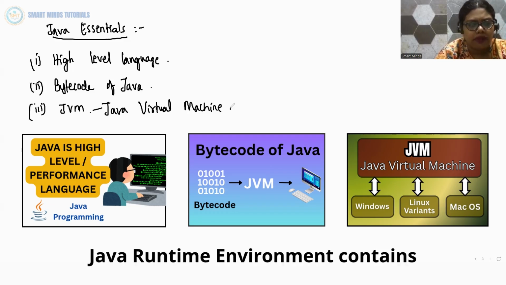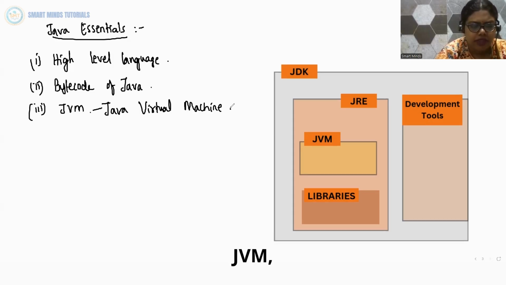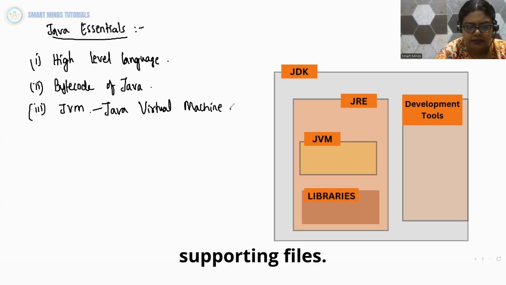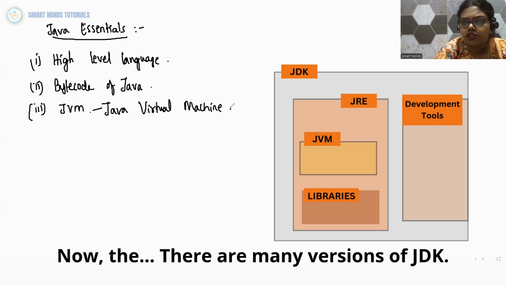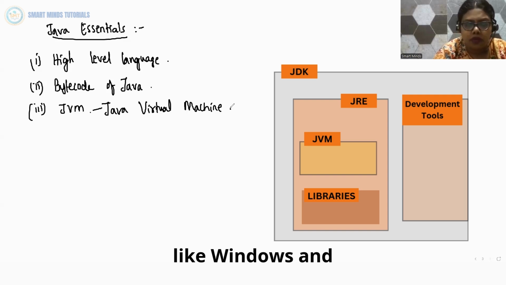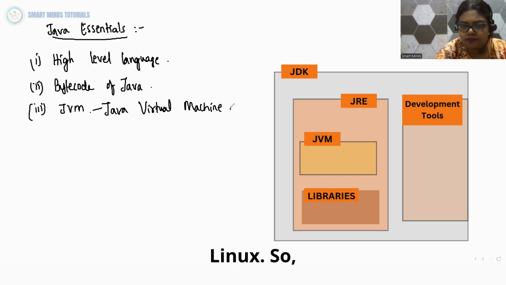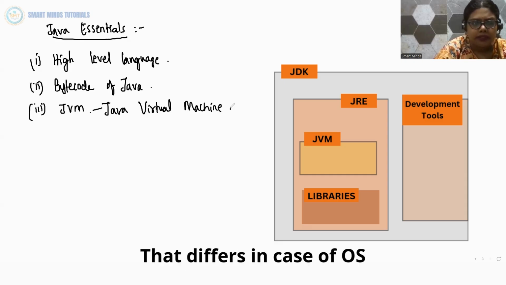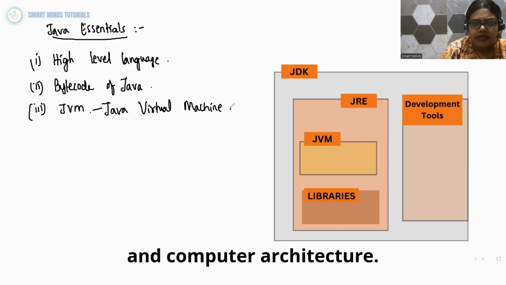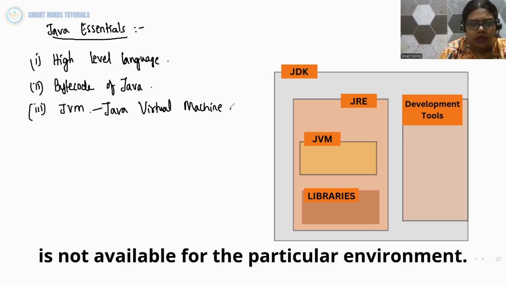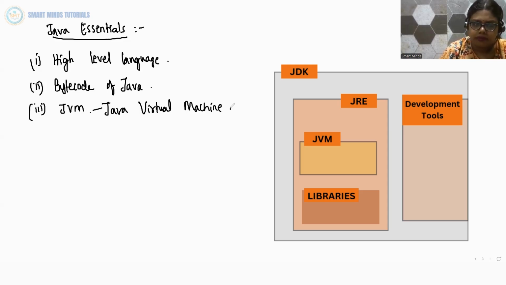So the Java runtime environment contains JVM, class libraries, and different supporting files. Now there are many versions of JDK, and they differ in case of platforms like Windows and Linux. So JVM belongs to JRE, that differs in case of OS and computer architecture. So Java cannot be run if JVM is not available for the particular environment.